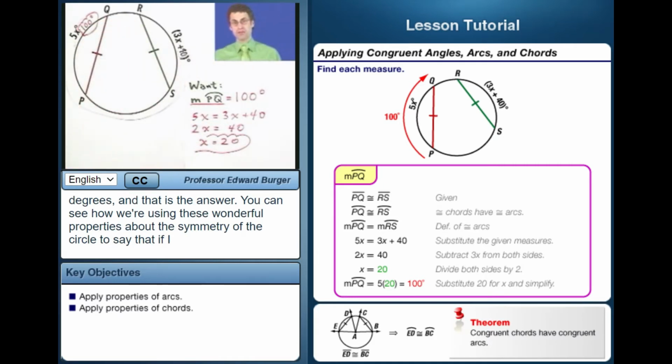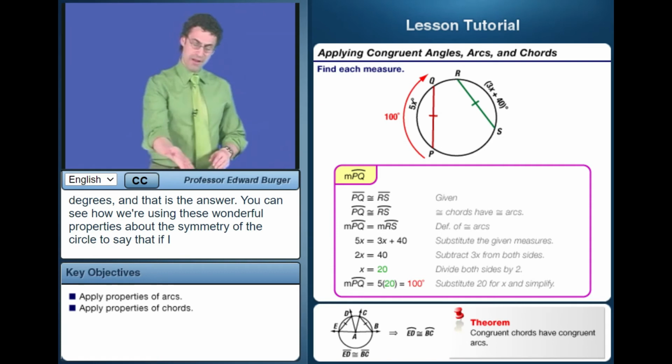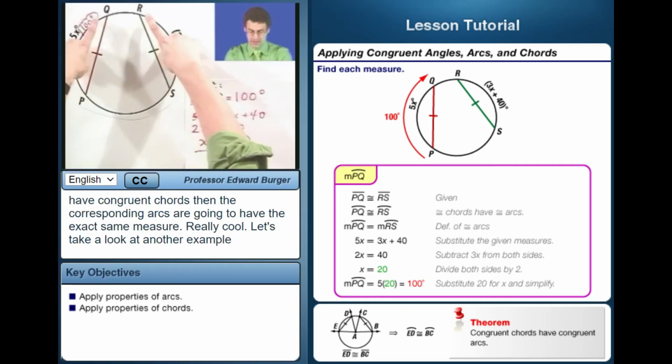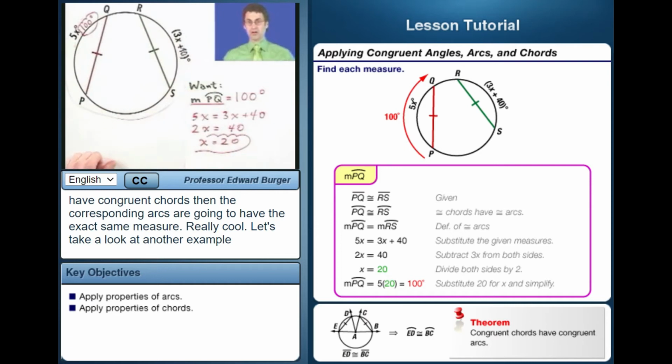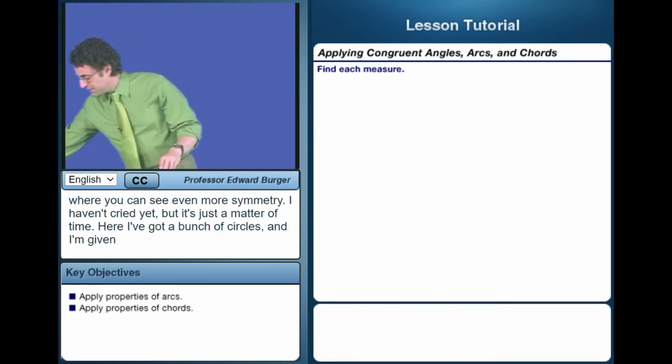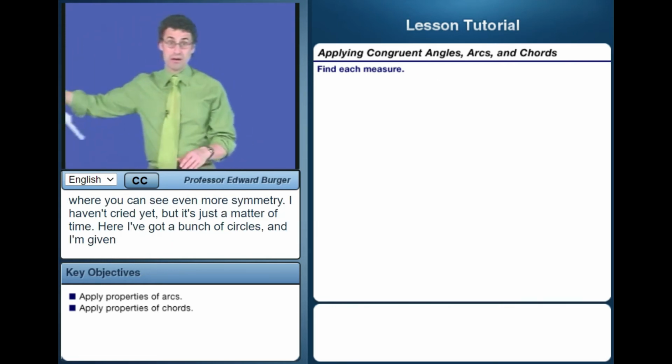So you can see how we're using these wonderful properties about the symmetry of the circle to say that if I have congruent chords, then the corresponding arcs are actually going to have the exact same measure. Really cool. Let's take a look at another example where you can see even more symmetry. I haven't cried yet, but it's just a matter of time.